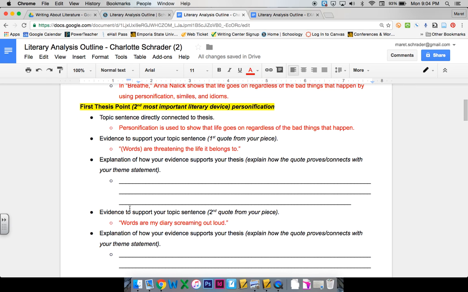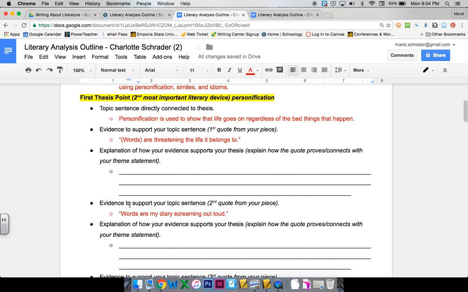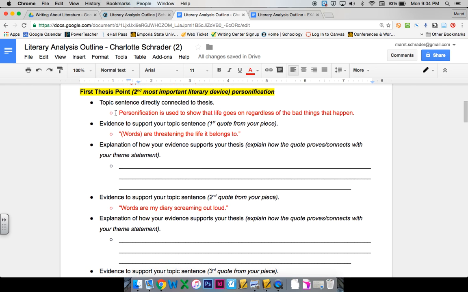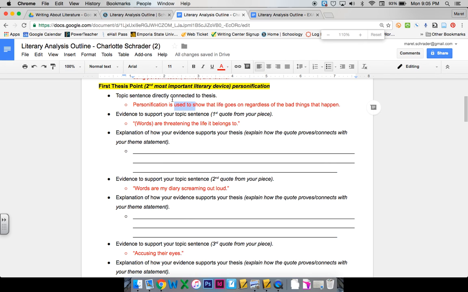Okay, so now we're ready to start the personification paragraph, or whatever your first thesis point paragraph is. We have our topic sentence in there that tells us what we're going to be talking about. I'm talking about how personification is used to show that life goes on regardless of the bad things that happen. The purpose of this whole paragraph is to show your readers that the literary device you talked about is used to prove that theme statement, because that theme statement is what we're trying to prove throughout this entire paper.